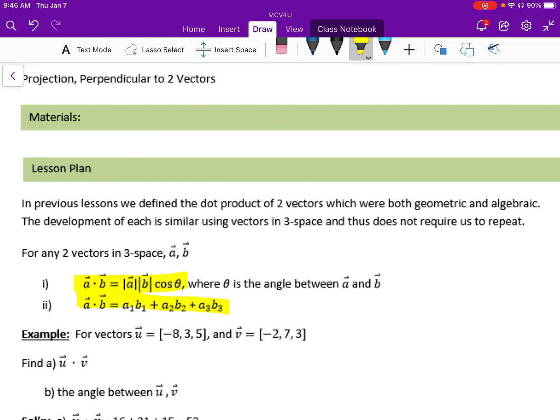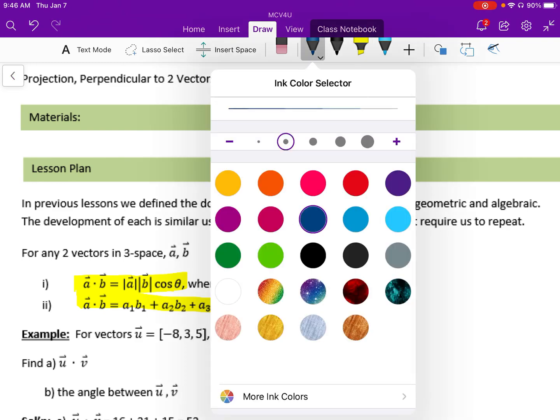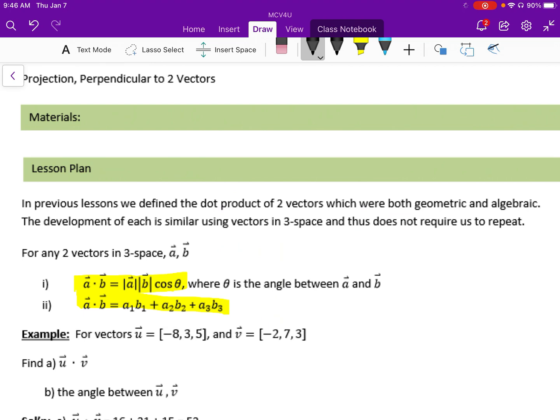So taking a look at the dot product in A. We have the dot product between these two vectors would then be -8 times -2, which is 16, plus 3 times 7, 21, plus 5 times 3 is 15. So we've got 16 and 21 is 37, and 15 is 52. So there's our dot product right there, the 52.